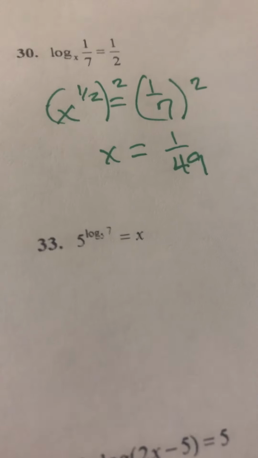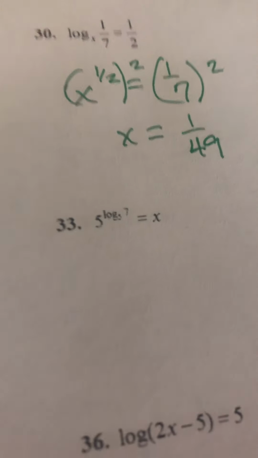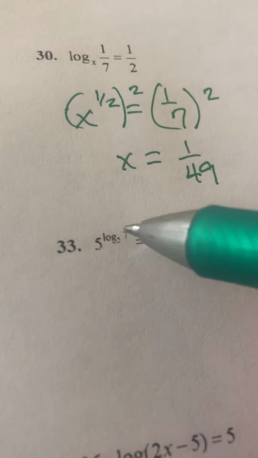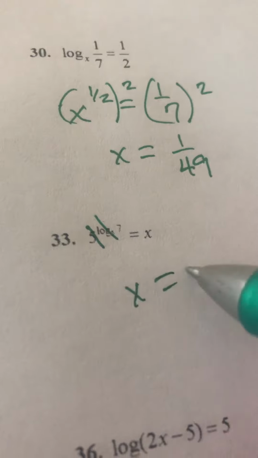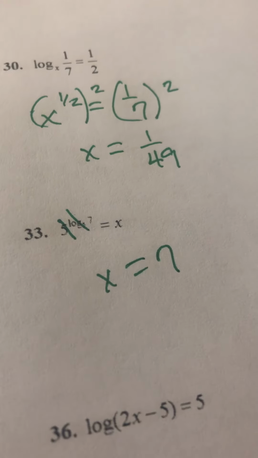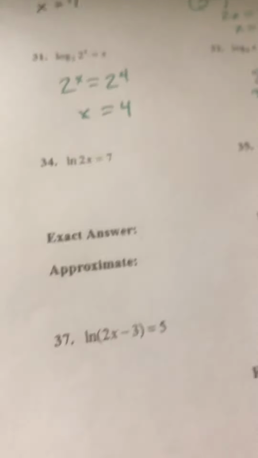All right, and if you look at 33 carefully, you should notice that property, a log with base 5 and an exponent of base 5, so x is 7. All right, so let's get down to these last four.